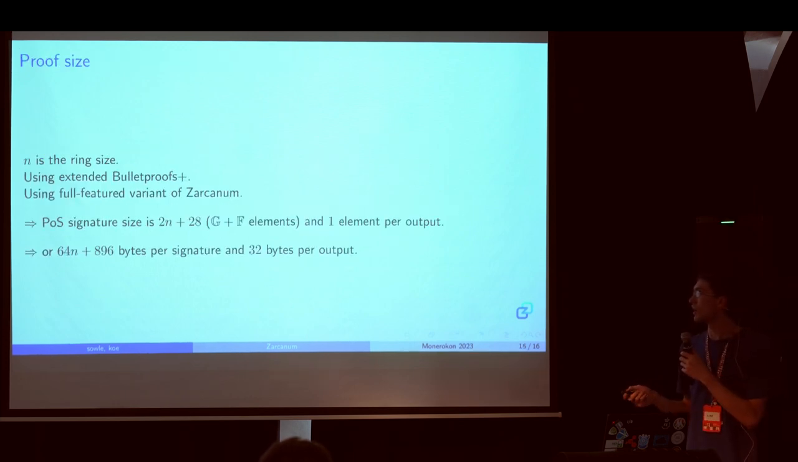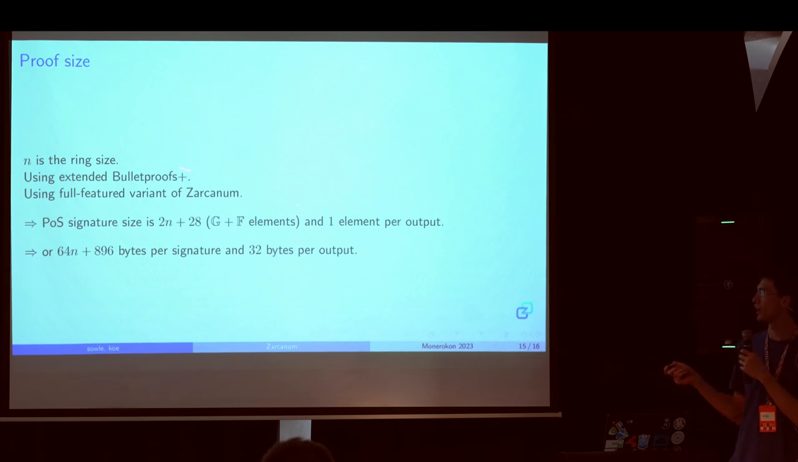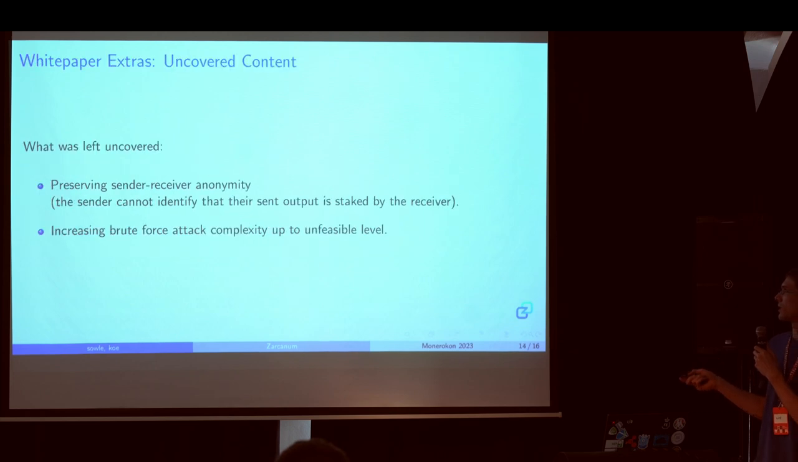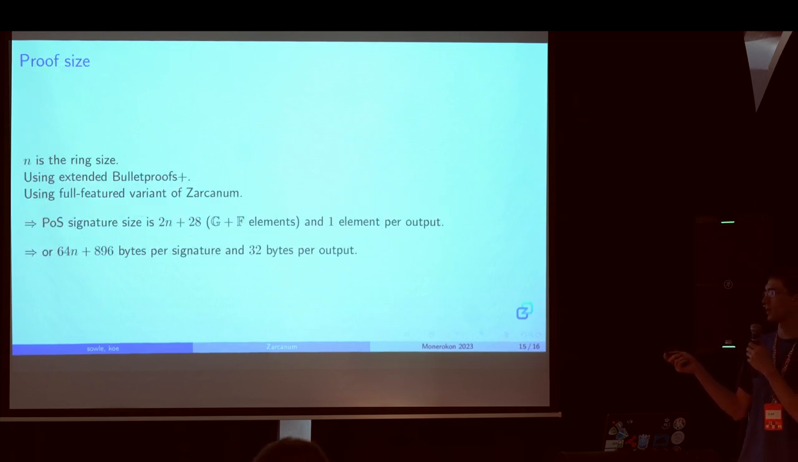All right, so finally, we can look at the proof size of a Zarcanum stake proof. In total, we get 64 times n, where n is the number of ring members in the stake proof, plus 900 bytes. And then additionally, we add 32 bytes per output that's added to the chain. I believe that's part of preserving sender receiver anonymity, it's required to add a key to each output that is added to the chain.